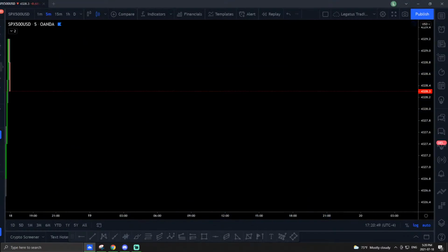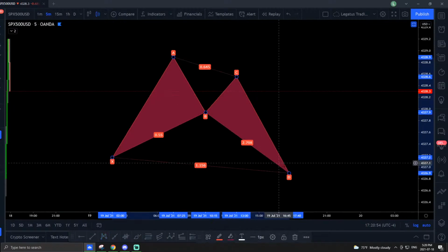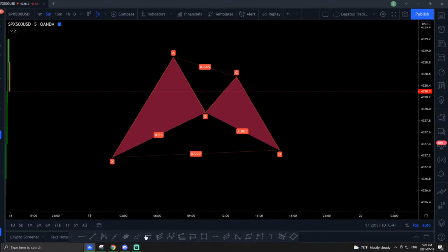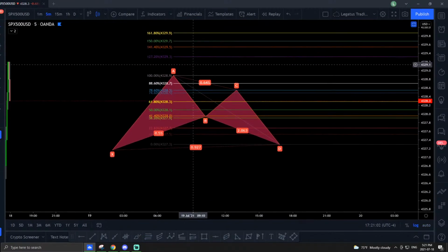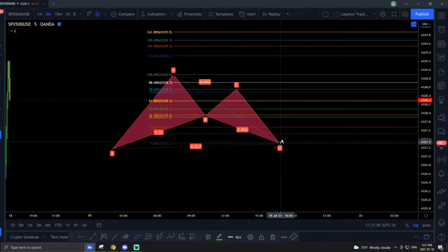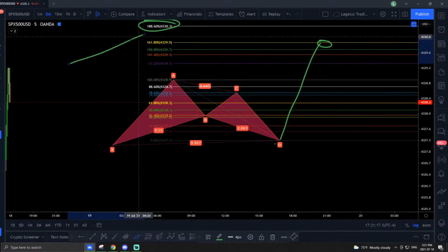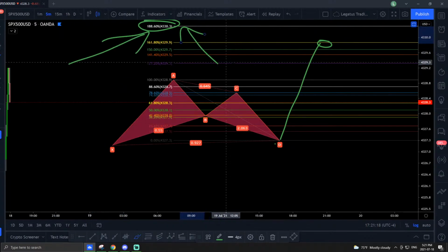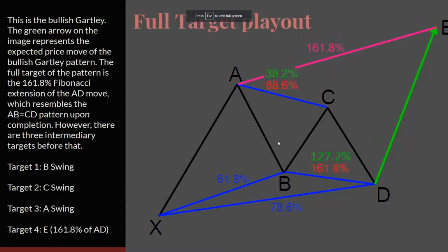So if we take a look at a brand new chart here, we'll put on a rough pattern here. All we would do is get our Fibonacci tool, apply it from the A to the D point, and we would be going for that 161 all the way up there. Now there is something to be said for the 188 as well. The 188 can always be a price target and a reversal point for any harmonic pattern. So this is one of the most important levels in any single harmonic pattern, whether it be an ABCD pattern or an XABCD pattern.